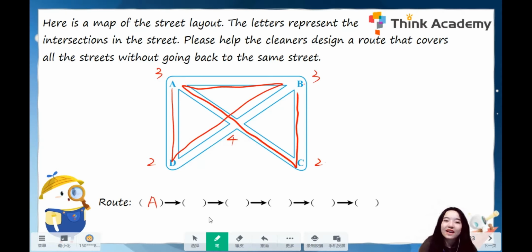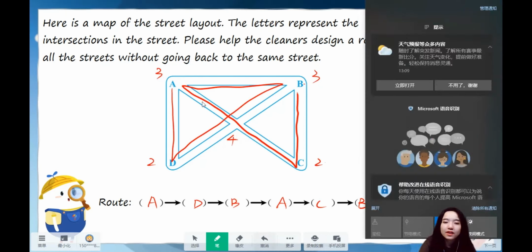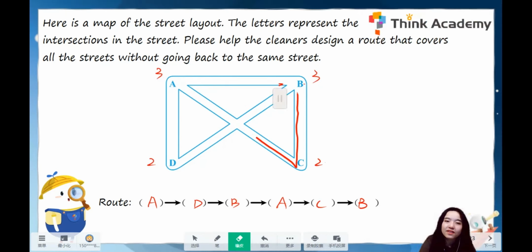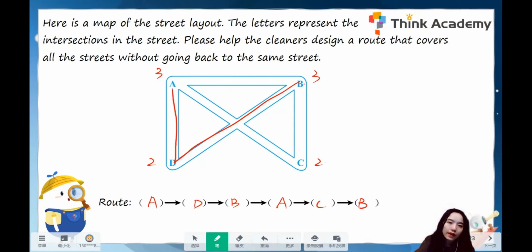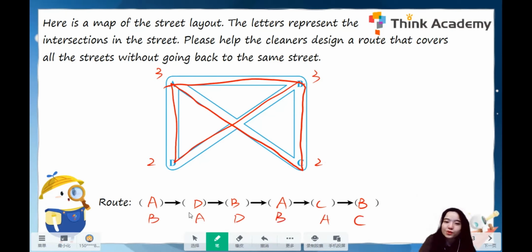So as long as you start from A or B, you should be able to make it. In this way, it can be A, D, B, A, C, B. Also, you can start from B. Let's try to start from B and check it again. If this time we start from B, it can be B, A, D, B, A, C, B, A, C. Of course, you can get other ways.